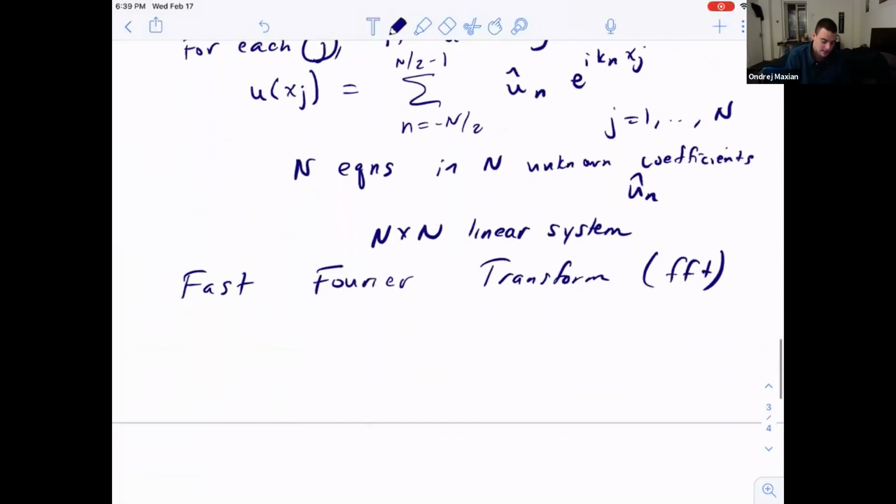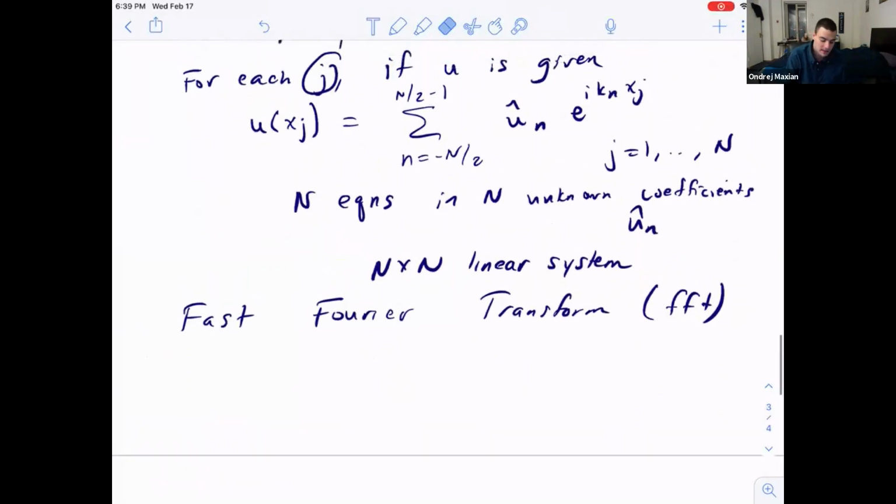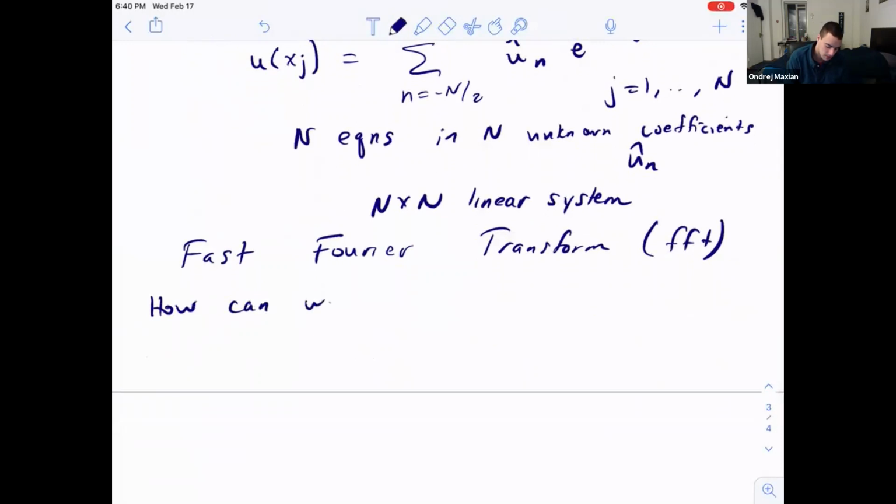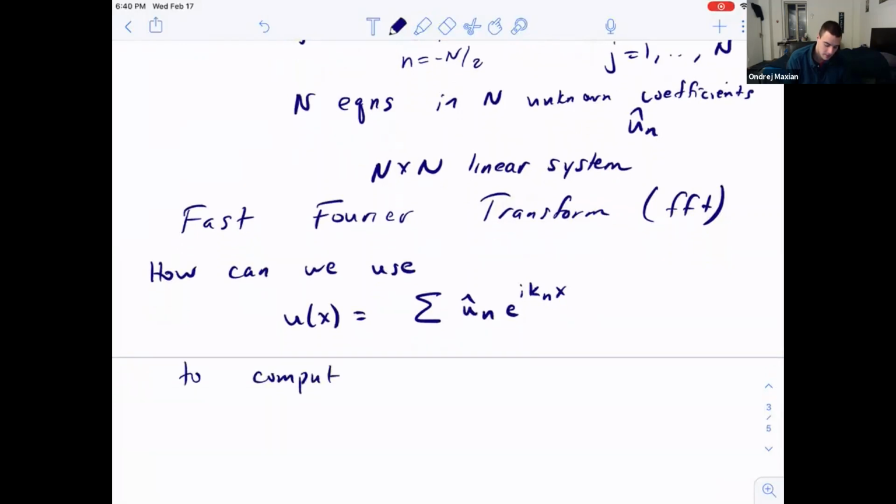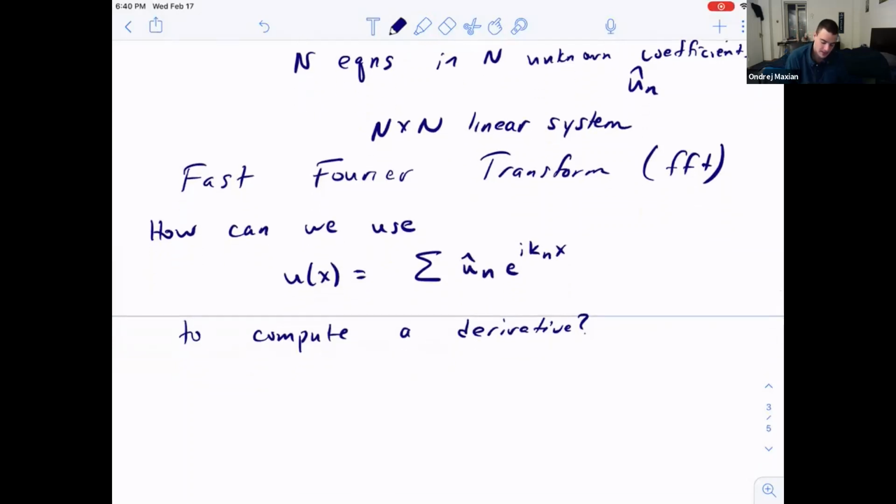So here's an example. So why is this useful? Going back to what I talked about before, I started by talking about finite differences computing derivatives. Well, here, how can we use the representation to compute a derivative? So let me ask you just straight up, if this is u of x, what's u prime of x?